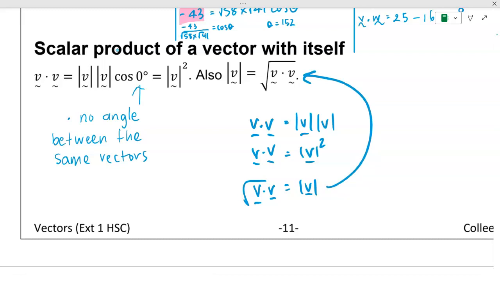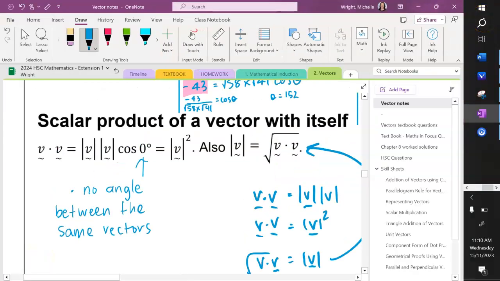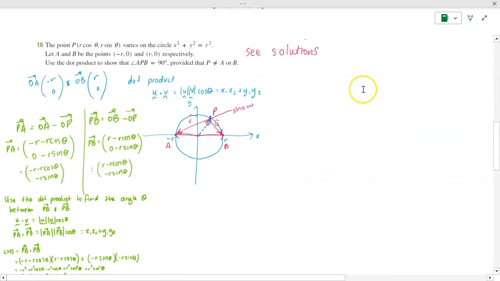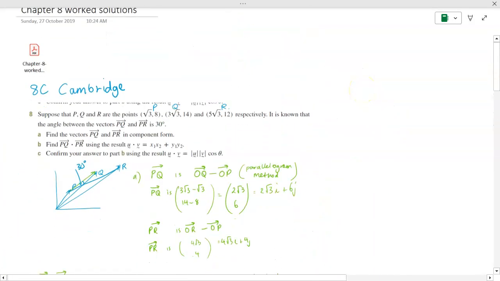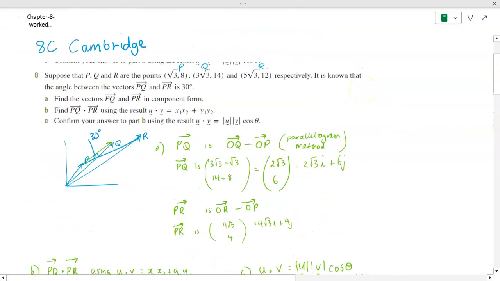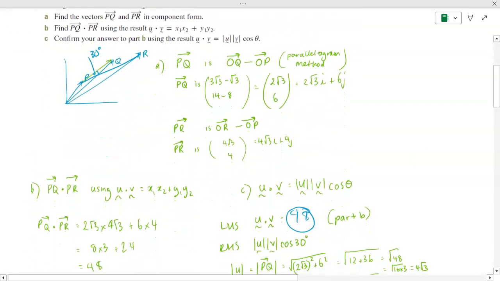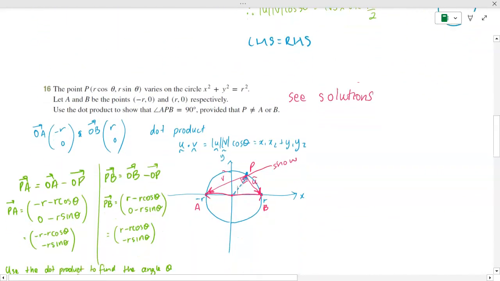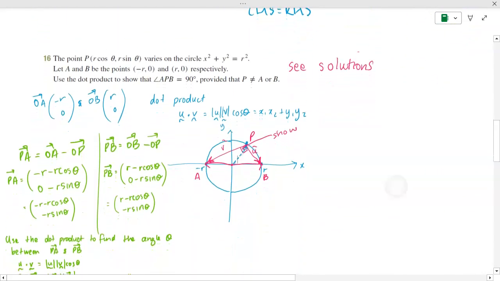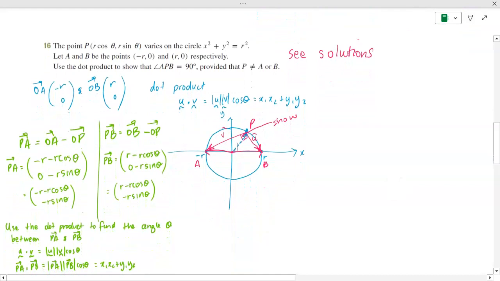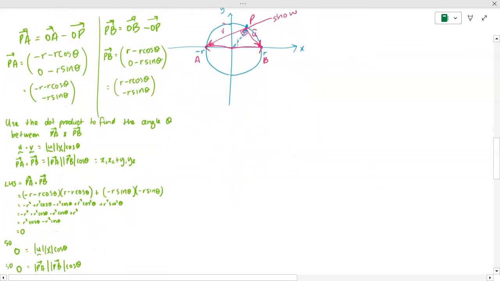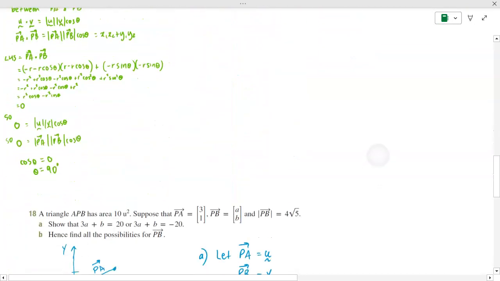And I want you to go back and have a look at the exercise belonging to this, but I also want you to go into the OneNote and have a look at the Chapter 8 work solutions that I've worked through for you from the Cambridge textbook, which is a little bit harder, okay? 8C question 8, I want you to work through there and feel confident with that. I'd also like you to have a look at 16. 16 is a little bit harder, but you can work through that, and I think that you need to be able to be at that stage, so please work through that one.